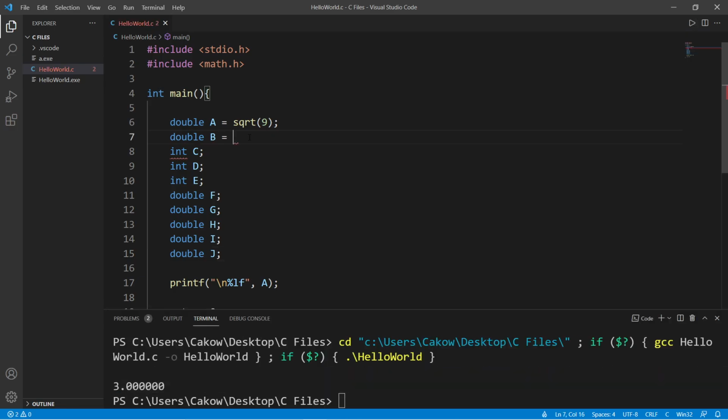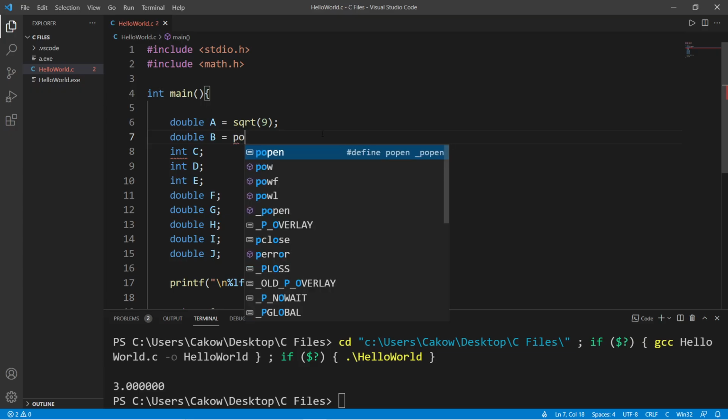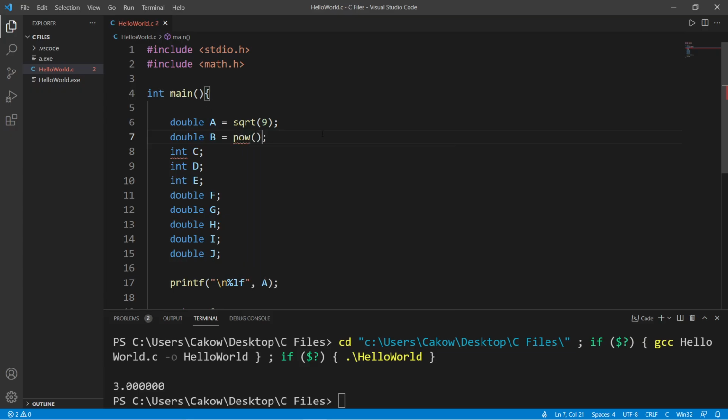So let's move on. We can raise a base to a given power by using the pow function. The first number is the base. Let's raise 2 to the power of 4, and then display it. 2 to the power of 4 is 16.